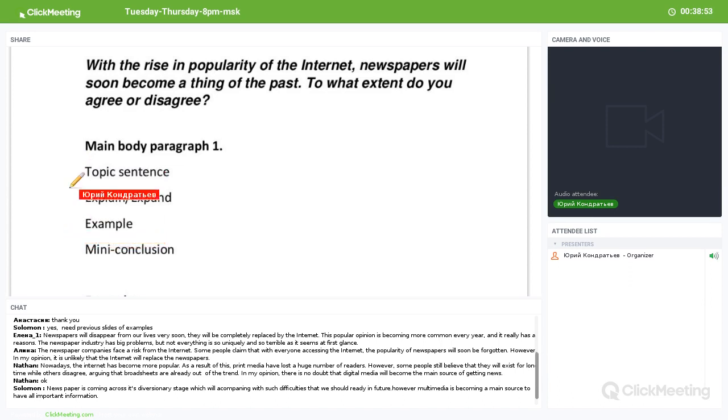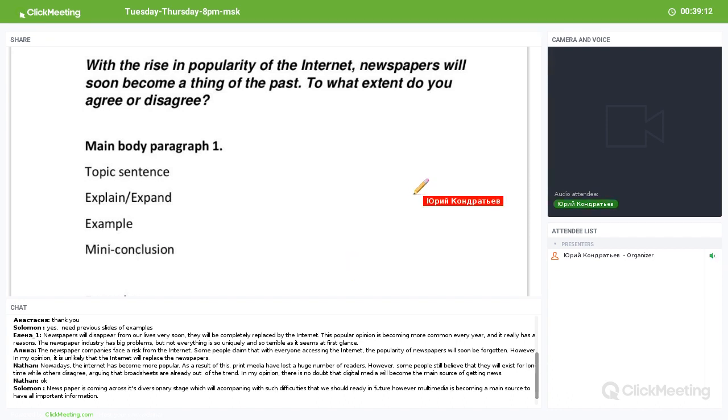Sometimes you can first give an example, and then explain your topic sentence and the example that proves the idea in the topic sentence. And then a mini conclusion. If you don't have enough time, but you can still write 250 words, a mini conclusion is not always necessary.